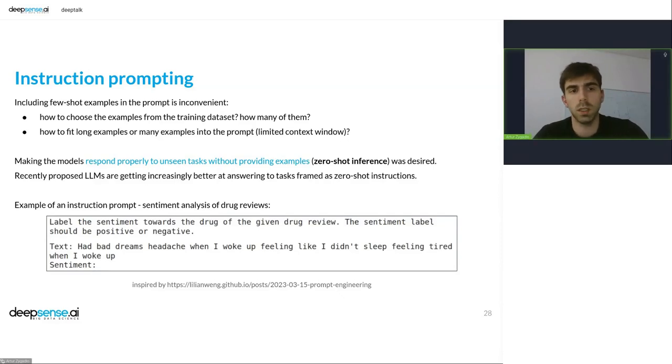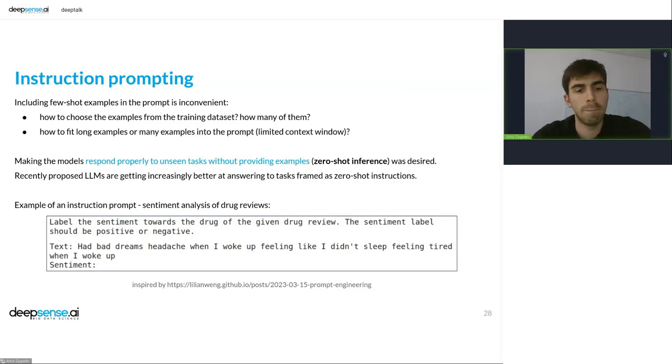So what is actually desired is to make the models properly respond to unseen tasks, which are tasks that were not used in the training data, without providing examples, in the so-called zero-shot inference scenario. The recently proposed language models are getting increasingly better at answering tasks framed as zero-shot instructions. You can see an example of an instruction prompt at the bottom of the slide. Again, it's about analyzing the sentiment of drug reviews, but there are no few-shot examples. There is just an instruction, and we are telling the model what options it has to choose from.